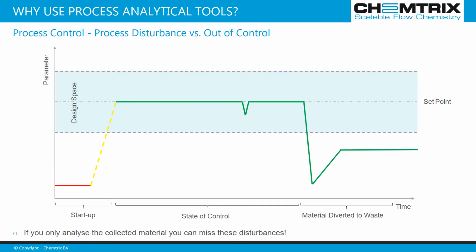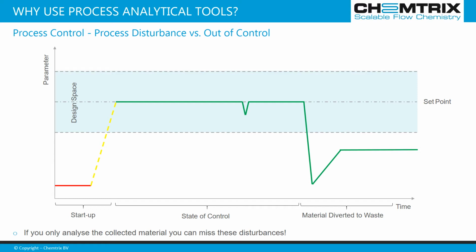Later you can see we have an out of control event. So the flow now drops, we go out of the design space. So this would typically be triggering an alarm, and it takes a significant period of time to recover, never fully recovering to the design space. So this period, the material should be diverted to waste because you can't guarantee the product quality, and this could go in a hold tank waiting for further assessment, or it could be disposed of.